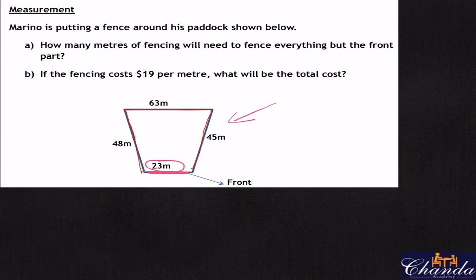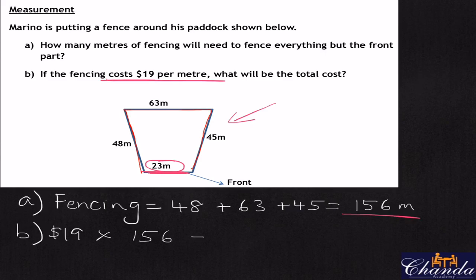Now, if the total fencing was 156 meters and it's $19 per meter, then it's simply $19 multiplied by 156, which gives me $2,964. So, in order to fence those three sides, it'll cost Marino $2,964.